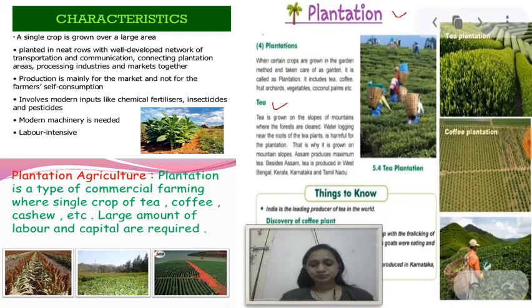Okay, and plantation is especially done for commercial farming, where a single crop of tea, coffee, cashew is grown, okay, and a large amount of labor and capital is required in plantation farming. Okay, children.